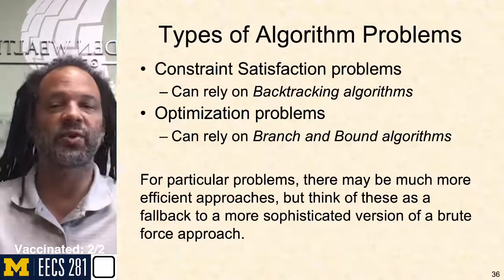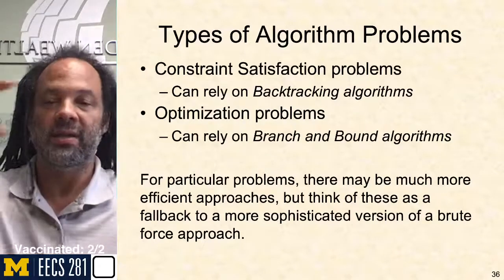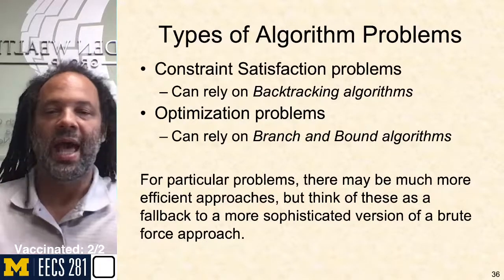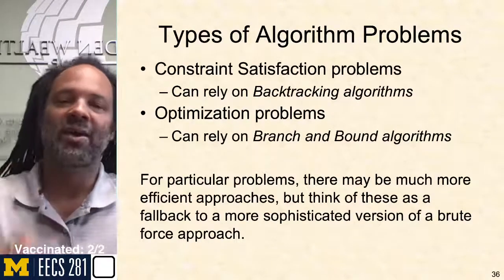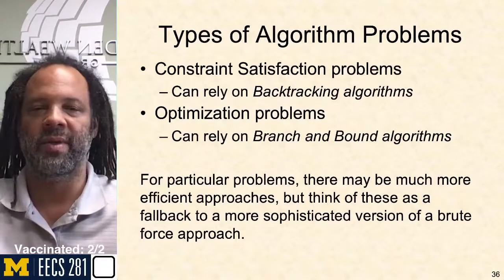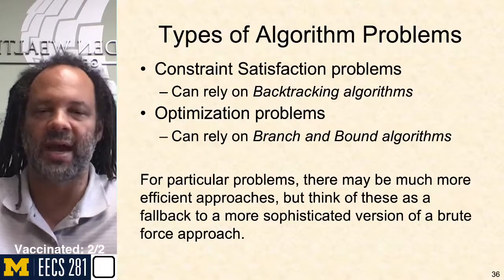So now that we've got these two types of problems set up, constraint satisfaction and optimization, I'm going to add this line here that says constraint satisfaction problems can rely on a backtracking algorithm, which means that you can solve it with backtracking.